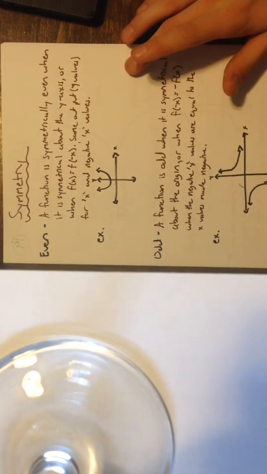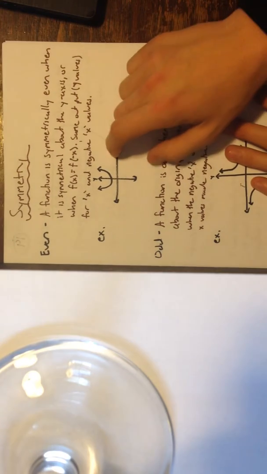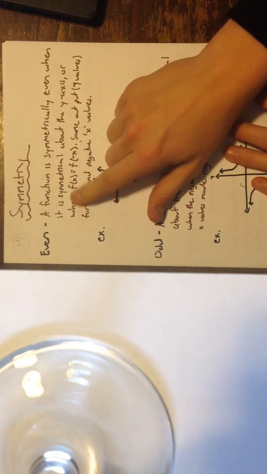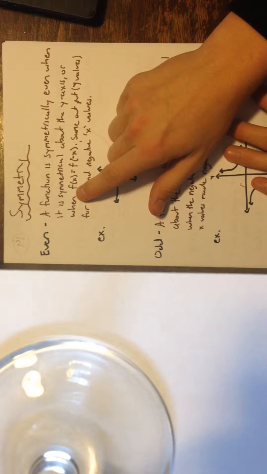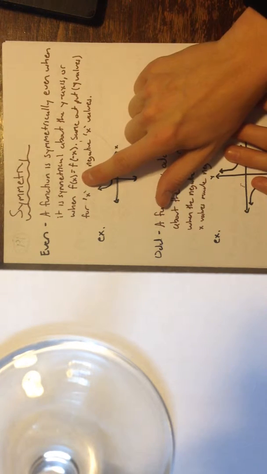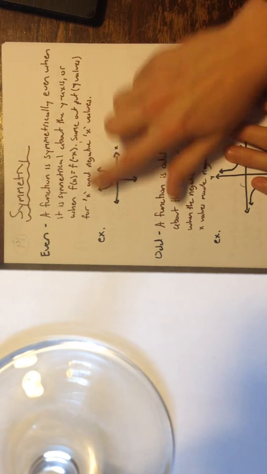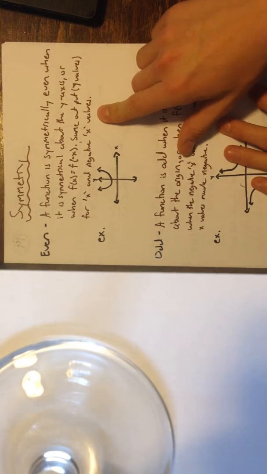Now we're going to look at symmetry. There are two types of symmetry, even and odd. Even symmetry is when a function is symmetrical about the y-axis, or when f of x, the output from x, equals the output of negative x. So you'll have the same output, or y values, for x and negative x values.